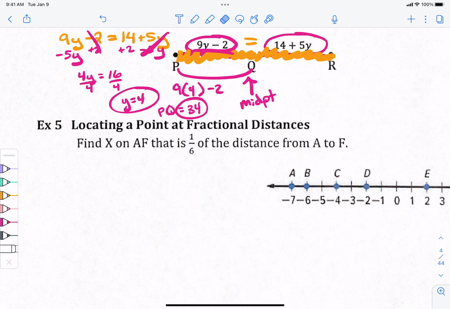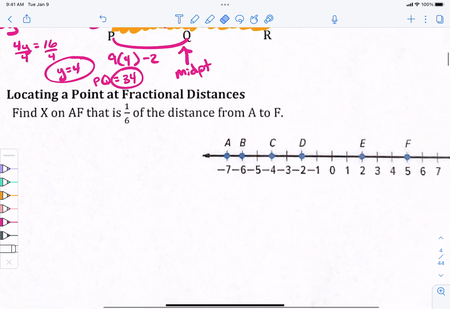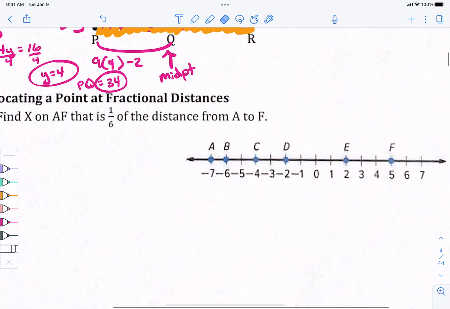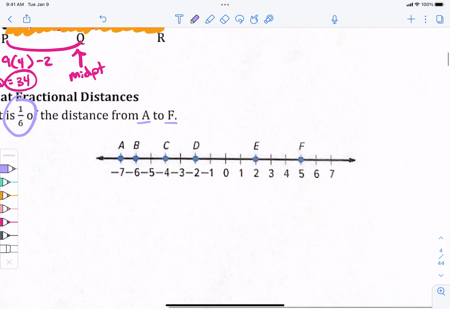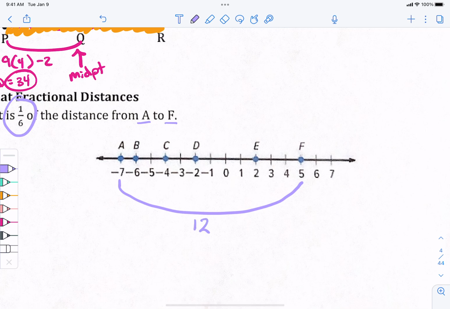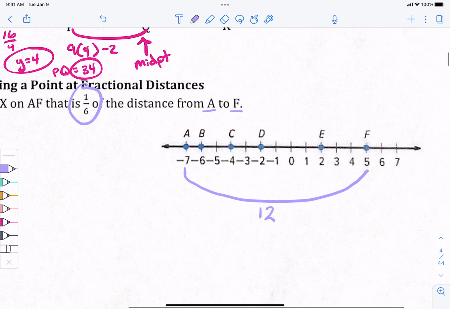Ready for this? This is where it gets a little interesting. Find x from A to F such that it is 1/6 of the distance from A to F. Let's find out the distance from A to F to start with. A is at negative 7 and F is at 5. This has a distance of 12, right? And I want to go 1/6 of that distance. What's 1/6 of 12? 2, right?